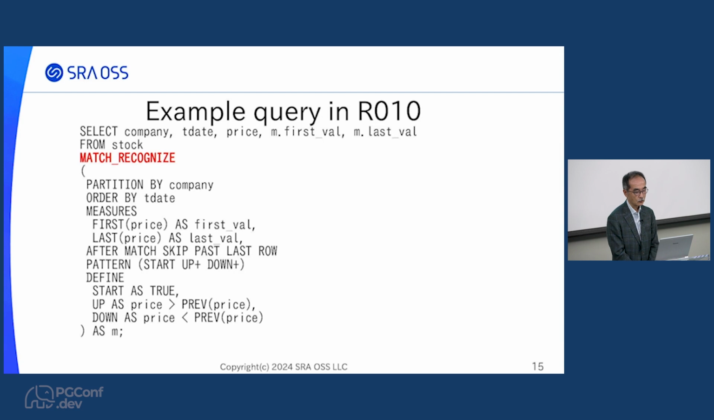This is an example query in R010. As you can see, this one uses the match recognize clause after the from clause. Other than this, the syntax is very similar to R020.